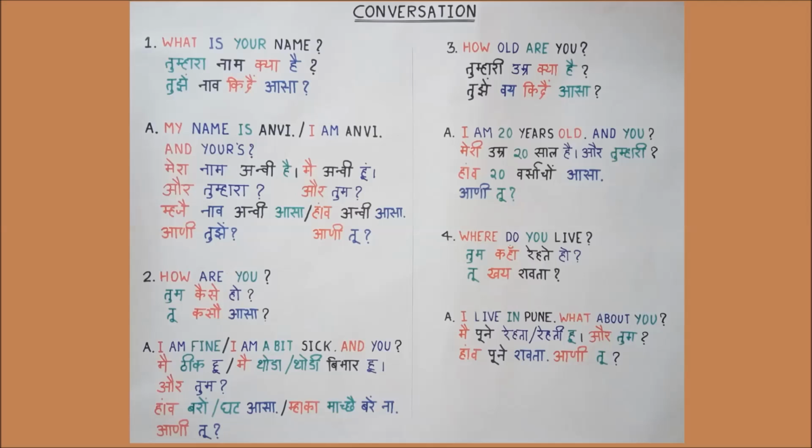Fine. So the answer would be I am 20 years old. And you? In Hindi I'll say मेरी उम्र 20 साल है, और तुम्हारी? In Konkani I say हांव 20 वर्साचो आसा, आणि तूं? Okay, again I'll repeat, हांव 20 वर्साचो आसा, आणि तूं?